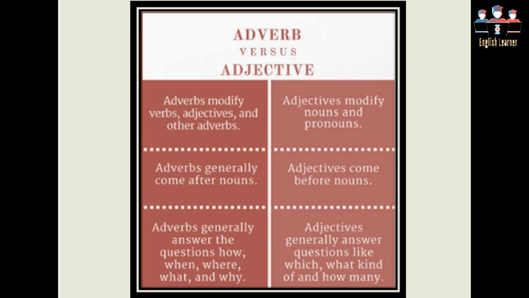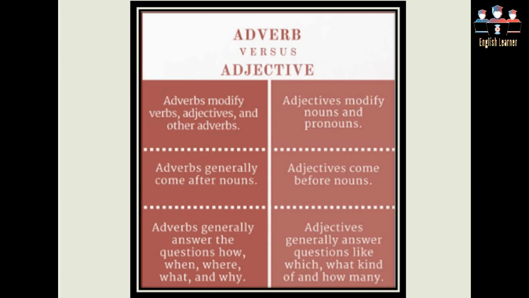So adverb is going to modify these three areas, whereas adjectives modify nouns and pronouns only. It means adjective is just related to nouns and pronouns that is going to be used in place of either the subject or somewhere in the sentence. Point number 2. Adverb generally comes after a noun. It means adverb is going to come in a sentence right after a noun.